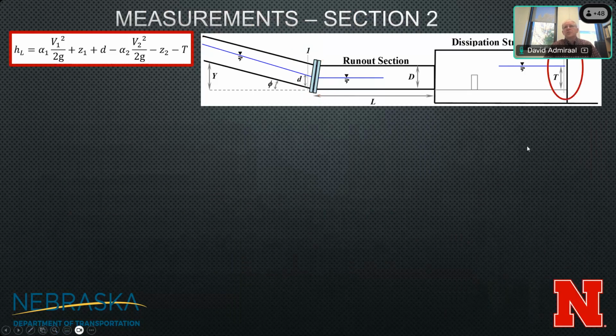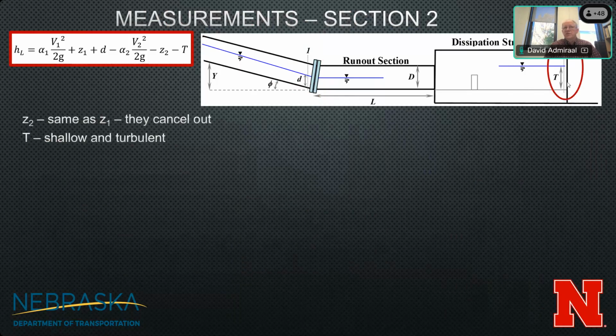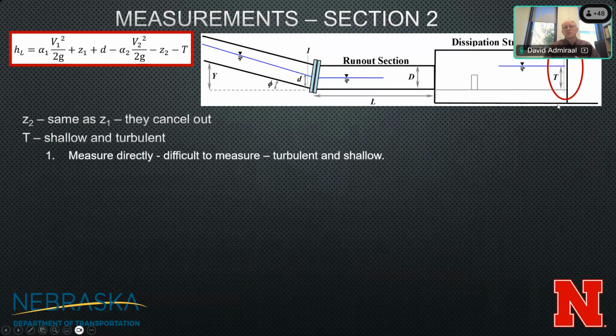And then at the downstream section, we have a different section. So the upstream one's circular, the downstream one is actually rectangular. And so again, Z2 and Z1 cancel out, so we don't have to worry about those. But D2 is typically quite shallow, and it's turbulent. And so we could measure this directly, and we did start out trying to do it this way, but it was difficult to measure because it was so turbulent and so shallow. And we used point gauges, we used piezometers, really hard to measure it accurately. To give you some ideas, some of the depths in this are only about 1 centimeter. That's different than in the culvert where it's a bit deeper.